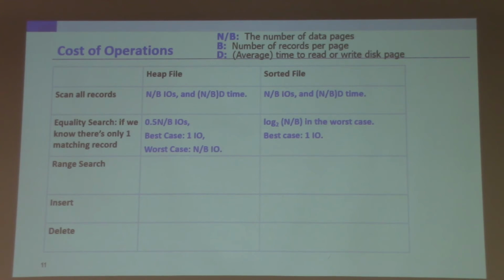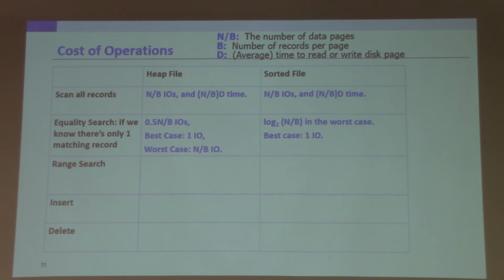Whereas in the heap file case, you can't do that. You have to go all the way to the very end, to the last record. Does that make sense? Okay, so that's the difference between the two. And in this table, I assume there's only one matching record. Otherwise, you have to change this number with how many additional IOs you have to do.